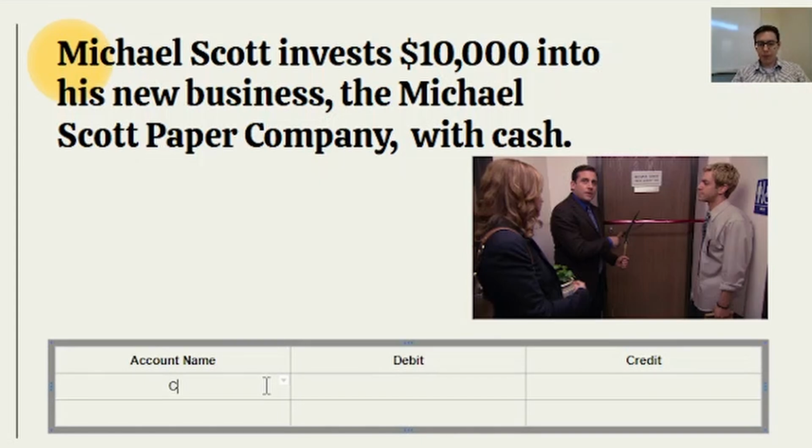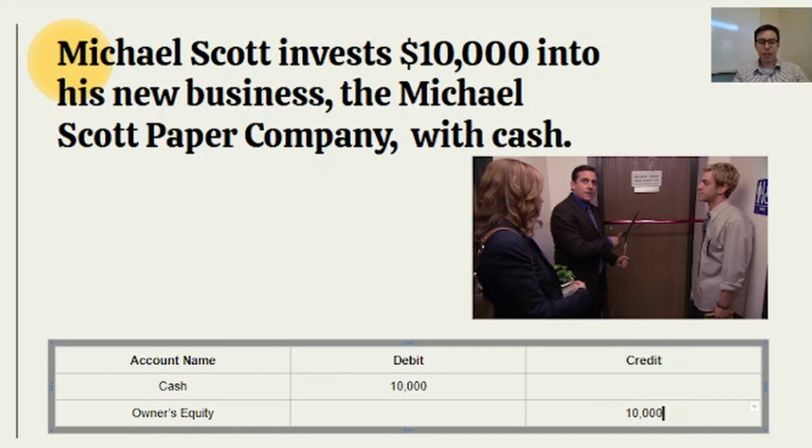We first know that the business is going to be receiving cash of $10,000. The tricky part of this might be the credit. The investment into the business is going to be considered equity. We'll call it owner's equity in this case. It could also be called shareholders' equity or simply equity, but that will be our credit. Cash increases with a debit, and equity accounts increase with a credit for $10,000.